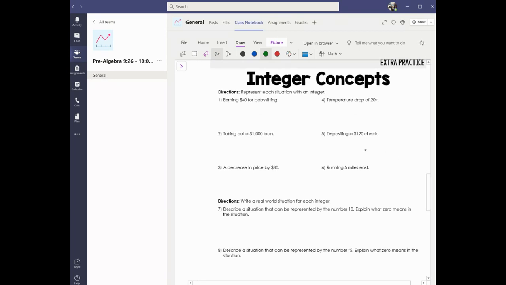So we have some extra practice. So why don't you look at these 1, 2, 3, 4, 5, 6. Put the video on pause and try to do them on your own. Okay, I hope you paused the video and tried to do that yourself.